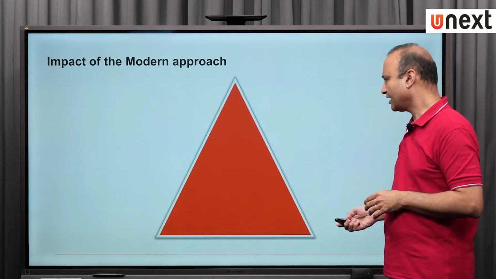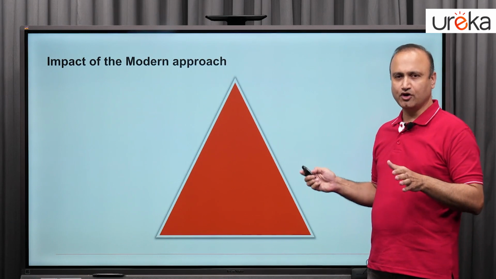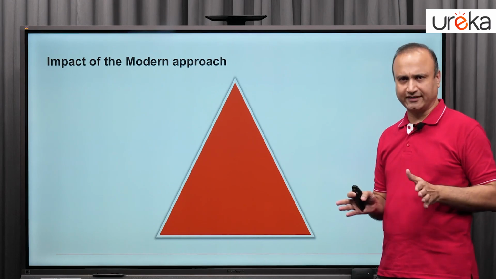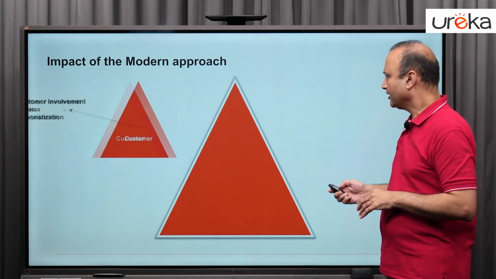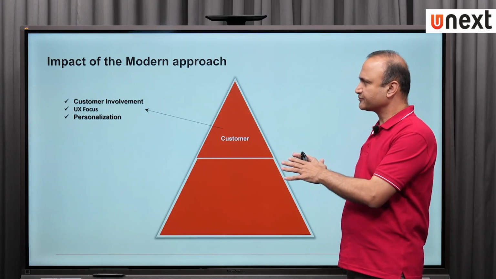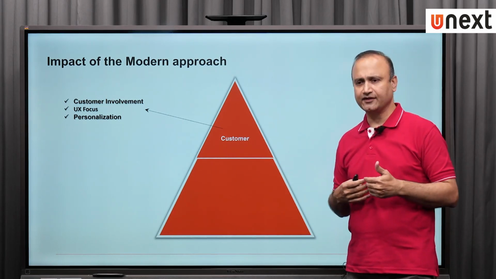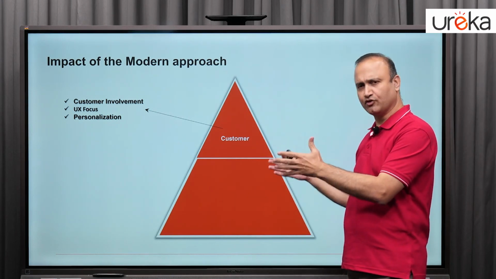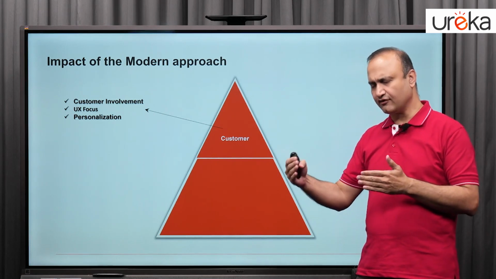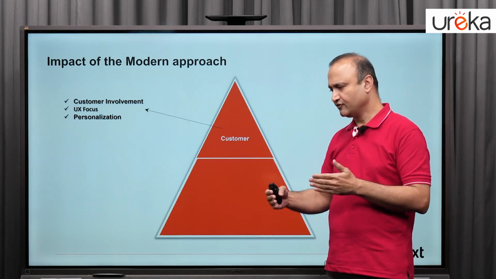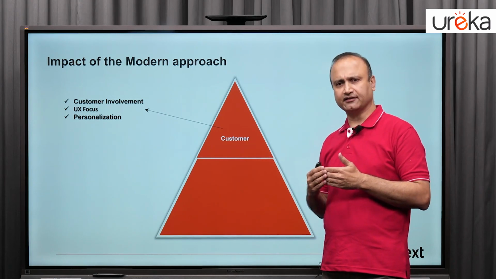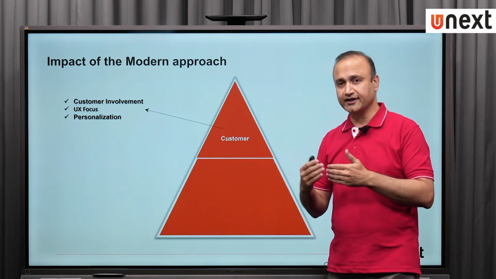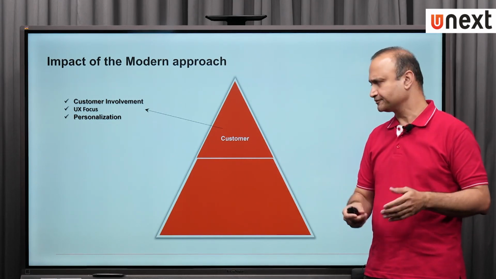Now let's look at the impact of the modern approach. The modern product engineering approach touches all the different aspects of product engineering. Now when we look at a customer, from a customer's perspective, the modern approach really helps bring in a greater customer involvement. We saw that having an agile approach ensures that at every phase of the product engineering, of the product development, we are able to bring in customers' engagement in terms of either empathizing with the customers to understand or to get feedback for the work in progress product which is being developed.